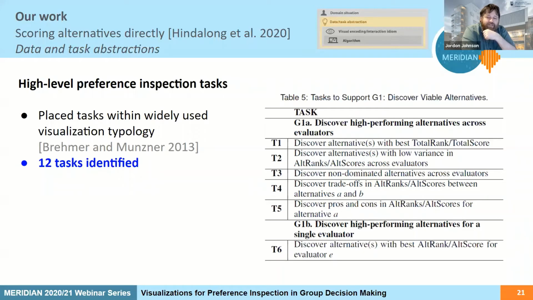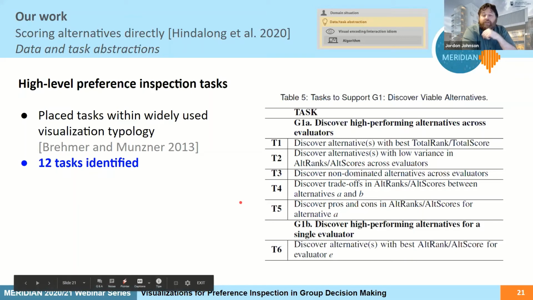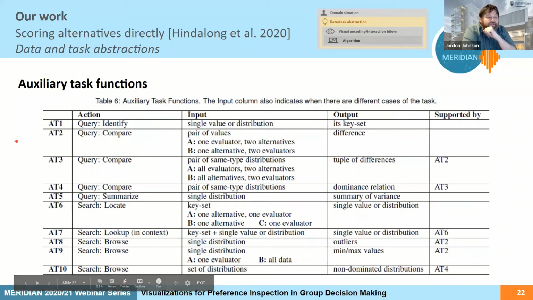This similarity suggests that these analysis tasks can be broken down into more fundamental tasks associated with visualization. And these are they. We call them auxiliary task functions. We have a number of them, various kinds of tasks to compare, whether it's comparing a pair of values, comparing distributions, summarization, browsing, various tasks associated with visualization.